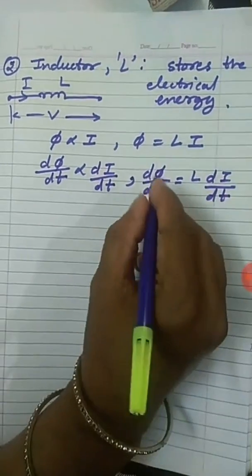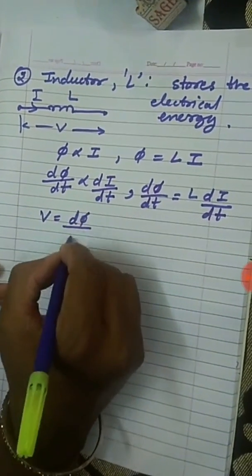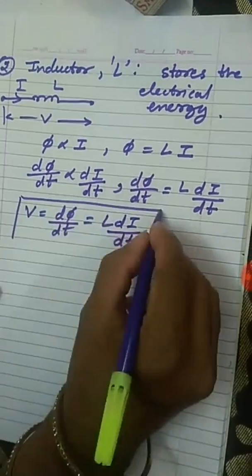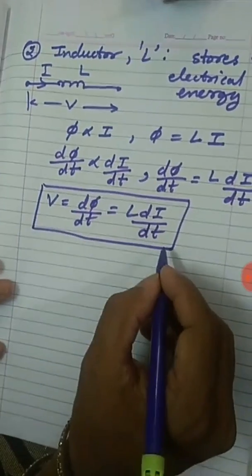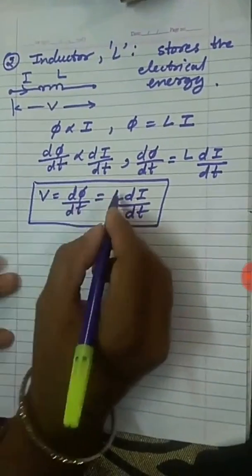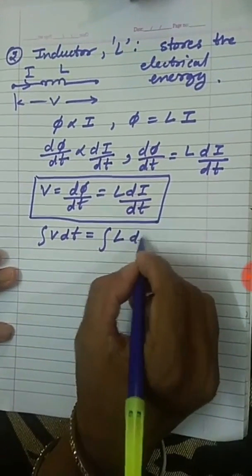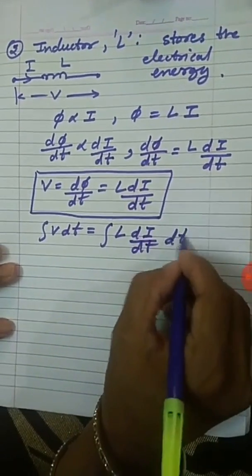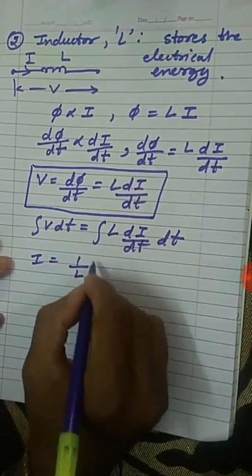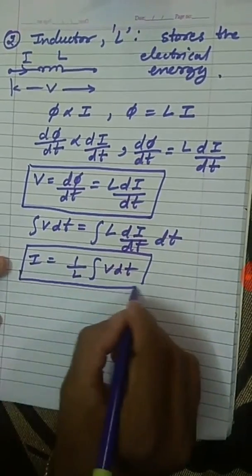So as we know, this d phi by dt is actually equal to voltage. V equal to d phi by dt is equal to L di by dt. So this is the voltage drop across the inductor. If I want to calculate the current flowing through the inductor, then I can take the integration on both the sides. So I am taking integration on both the sides, L di by dt. So L I will take to the other side and calculate I. So I is equal to 1 by L integration of V dt. Now this much is the current flowing through the inductor.